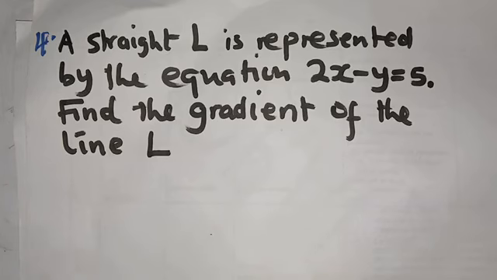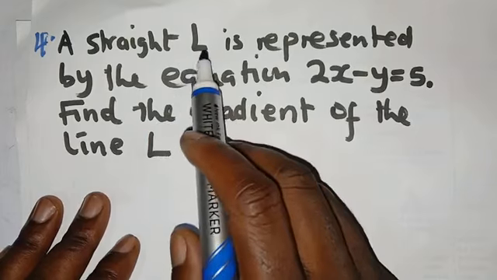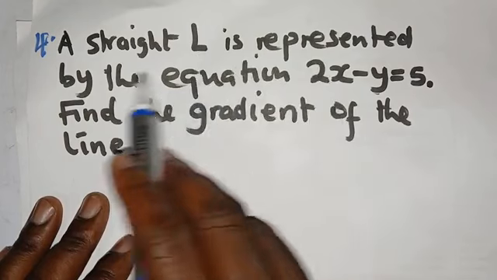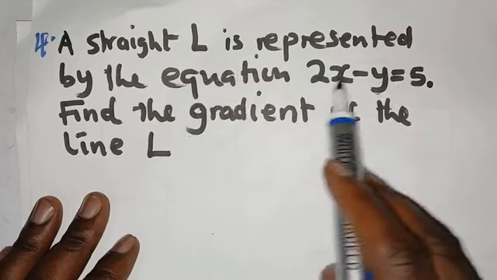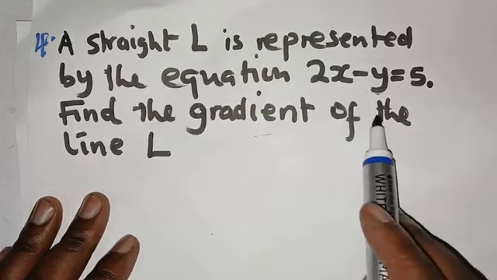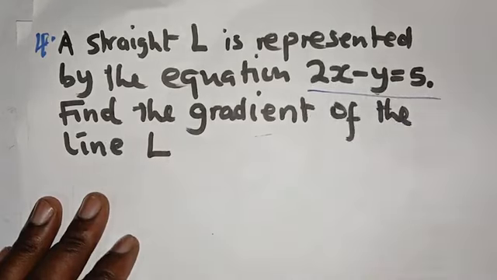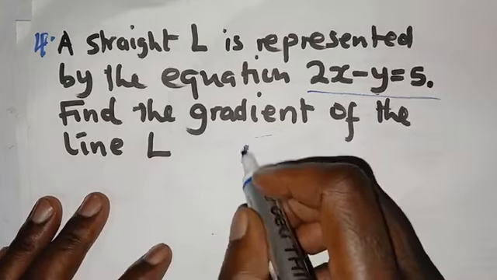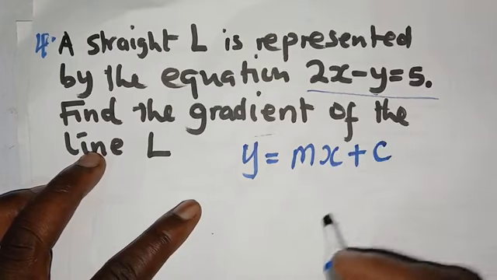Okay, so let's look at this question now. We are being told that a straight line L is represented by this equation. So find the gradient of the line. In other words, we're just saying find the gradient of this equation. To find the gradient of this equation, we need to write this equation in this form: y is equal to mx plus c.